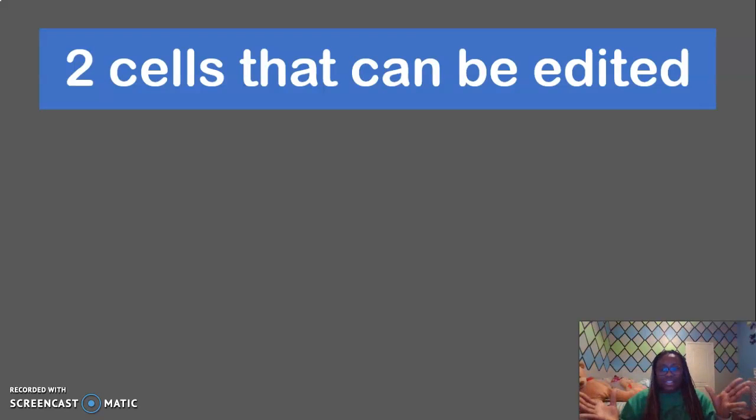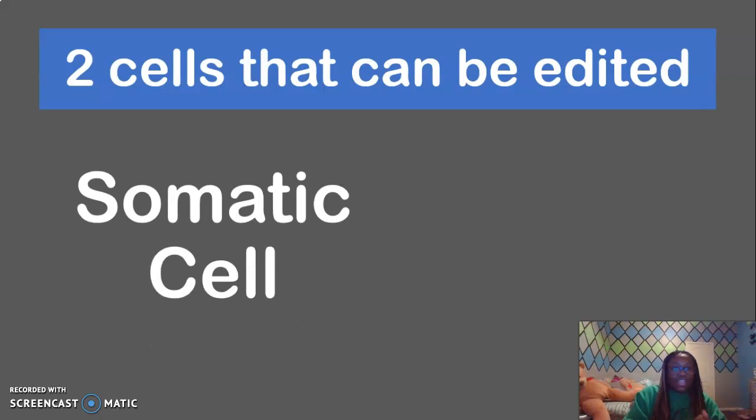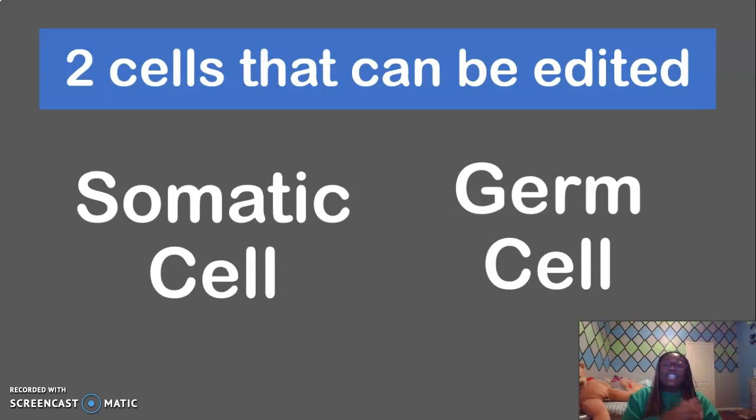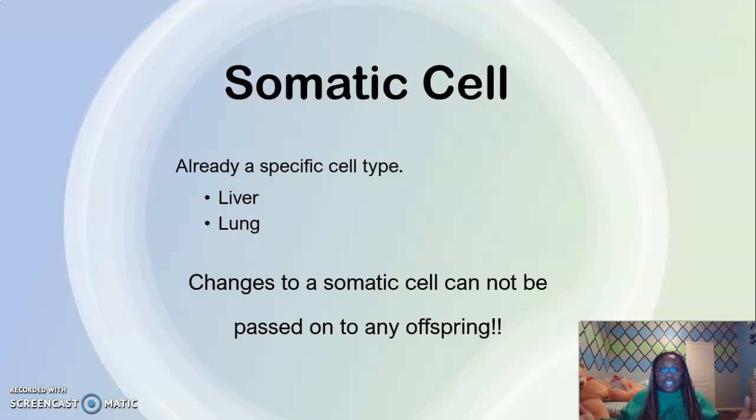The two cell types that could be edited for gene editing are somatic cells and germ cells. Somatic cells are already a specific type of cell, like a liver or lung cell. They do not change into anything else. You can't change it to be something else. It's already the cell that it is. And somatic cells cannot be passed on to other offspring or other generations. It only affects the person that the procedure is done in.